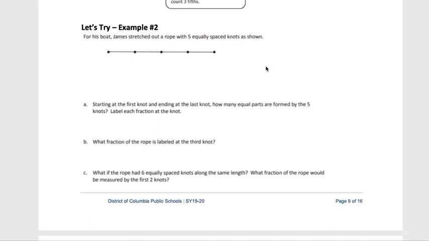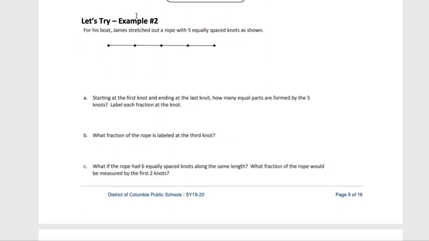Okay? So, for example 2, they are asking you to basically do the same thing we just saw above. Read the directions carefully. How many equal parts are formed by the 5 knots? If you answered for this question, example 2, that there are 4 equal spaces, you are correct, that we're talking about fourths.